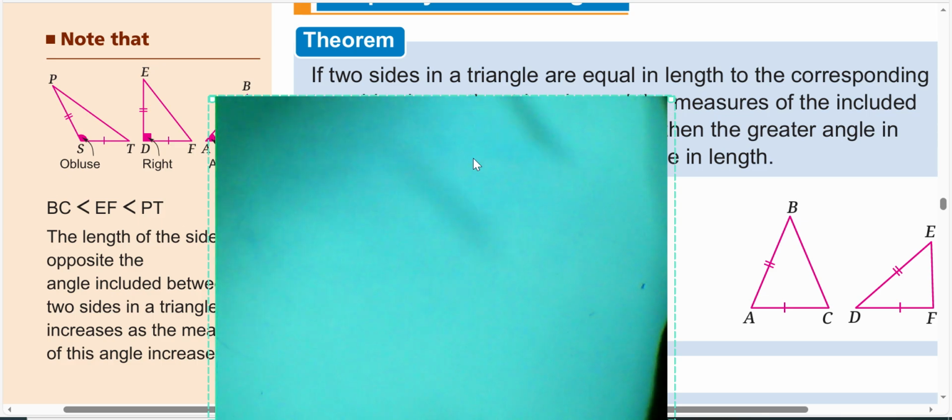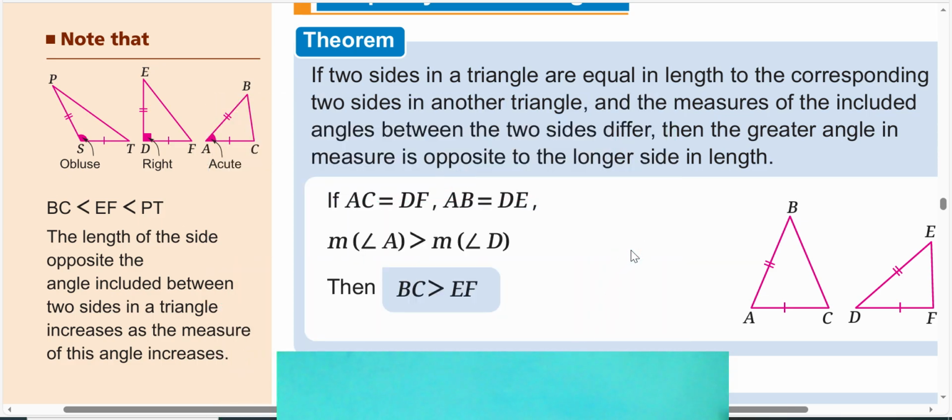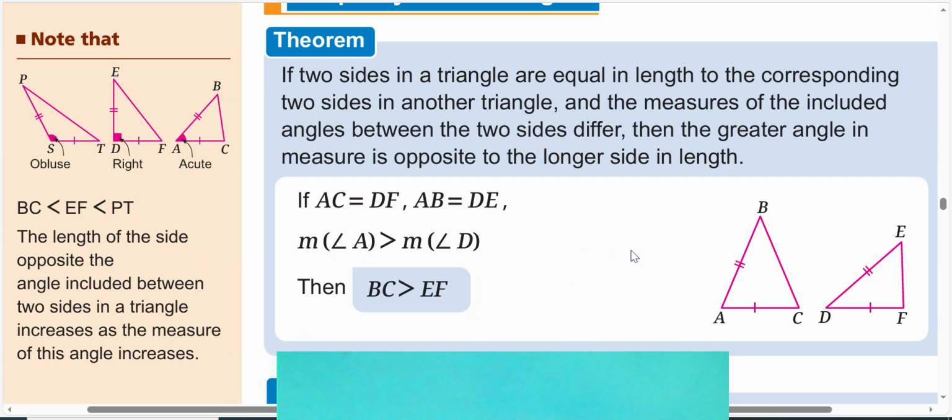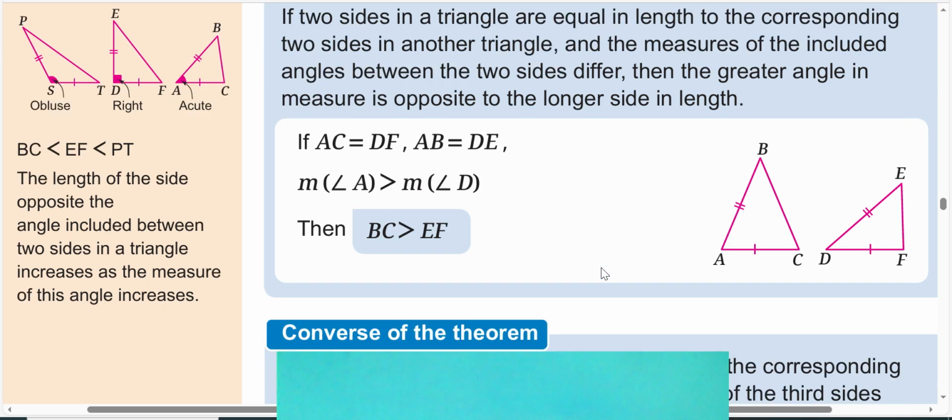Listen, he gives me information here. We have two triangles here, ABC and DEF, and the relation between two angles here: angle A greater than angle D, so the opposite side BC is greater than the opposite side EF. Also, if we have a right angle triangle, then BC is greater than EF.